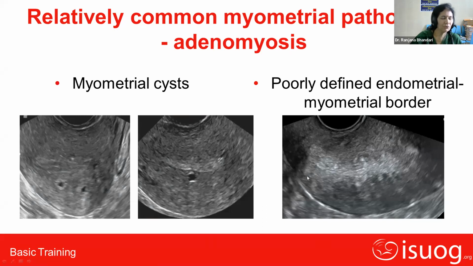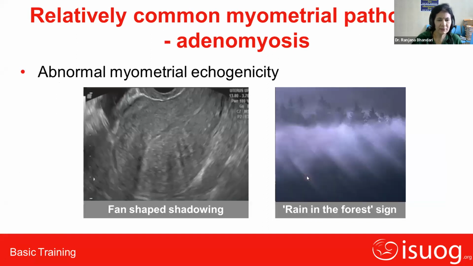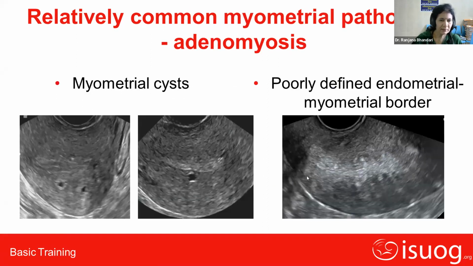So we have seen 4 types of myometrial pathology category within adenomyosis. First, we are seeing an asymmetrical or globally enlarged uterus. Second, we are seeing the fan-shaped shadowing. Third, we are seeing the myometrial cyst. And fourth is a poorly defined myometrial-endometrial border. So if we find these 4 things, it comes to mind that this may be a case of adenomyosis.